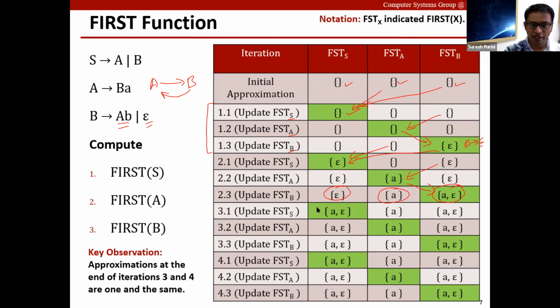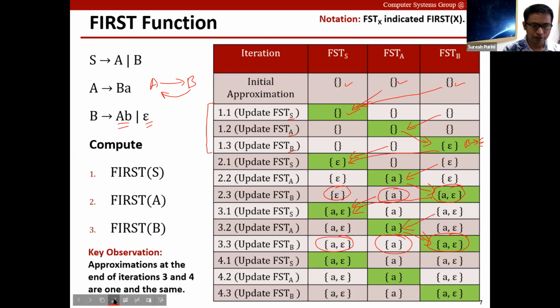Again, in step 3.1, first of S contains first of A and first of B, so we just use this. And what is first of A? First of A is dependent on first of B. It's not going to change. And how about first of B? Again, first of B depends on first of A. It remains the same. So at the end of the third iteration, this is the update.